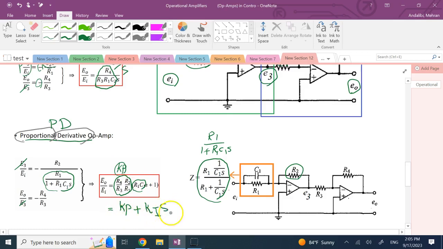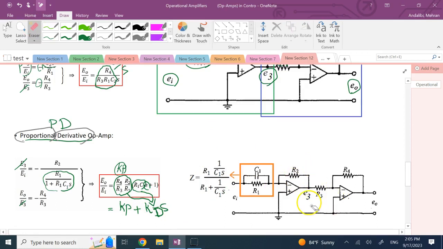Ki times S. And you clearly see that what this is, sorry, Kd. I'm sorry, this is Kd, not Ki. Kp plus Kd times S, and this is what? This is basically your PD controller. So here is the PD circuit.